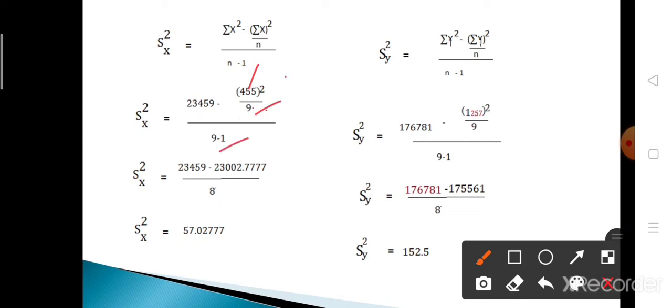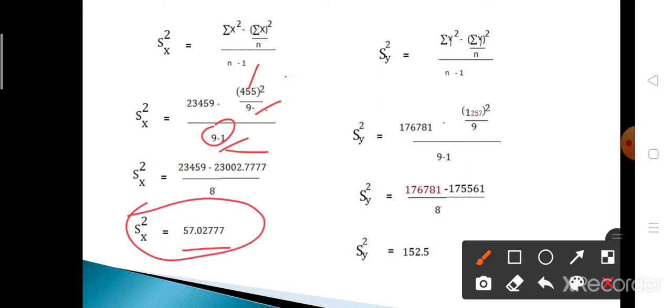455 square divided by 9 value is 23002.7777. Then 23459 minus 23002.777 divided by 8, because here 9 minus 1 is 8. The value is 57.02777. So this is the value of sx square.